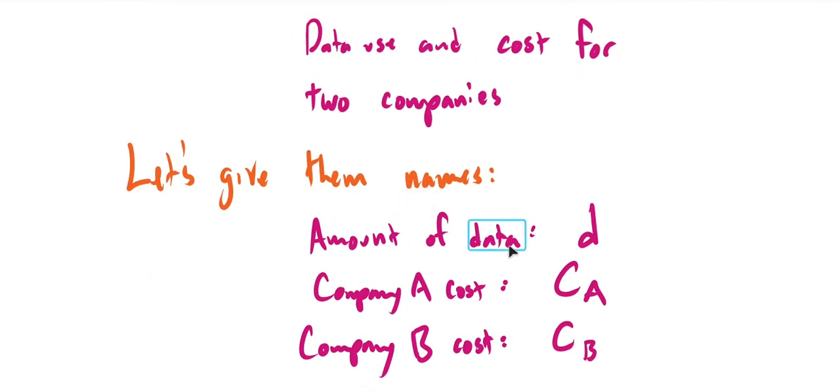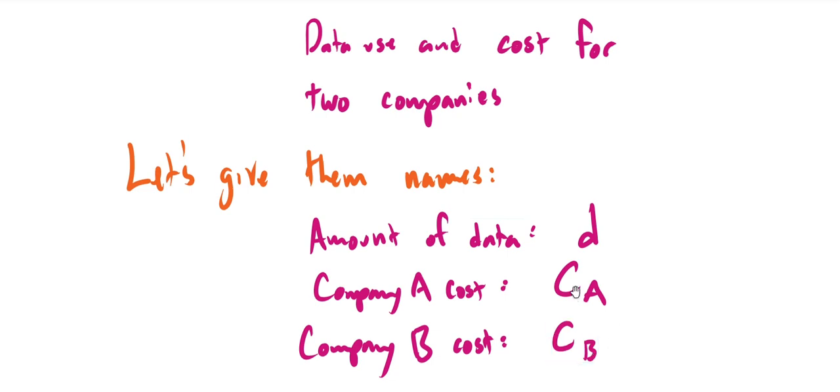Let's say the amount of data is D, right? What I'm doing here, assigning names, naming the things, is very important. This is how you start to write them into equation form. First, you need to pick out what the nouns are. What are the subjects? What are the things in the problem? There's data amount in gigs. There is company A's cost, and there's company B's cost.